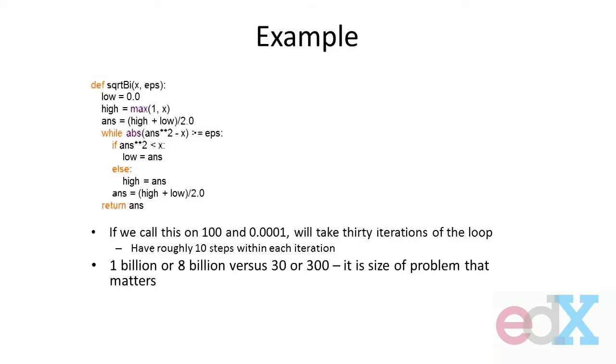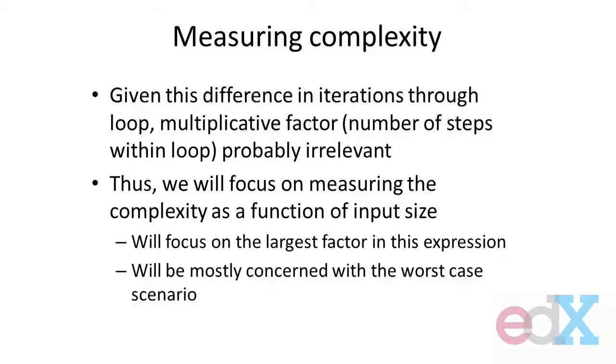So what we're really saying is, do we care whether it's 1 billion or 8 billion when we're comparing it to whether it's 30 or 300? And the answer is no. What we really care about is the growth in the size of the problem. It's the size that matters, and so those multiplicative factors really don't concern us very much. And what that then says is, given that it's the difference in the iterations through the loop that matter, we're going to drop the multiplicative factor. It's probably not particularly relevant. And so we're going to focus on measuring complexity as a function of the input size. We'll focus on the largest factor in whatever expression we write that captures the number of basic steps, and we're going to be mostly concerned with the worst case scenario.